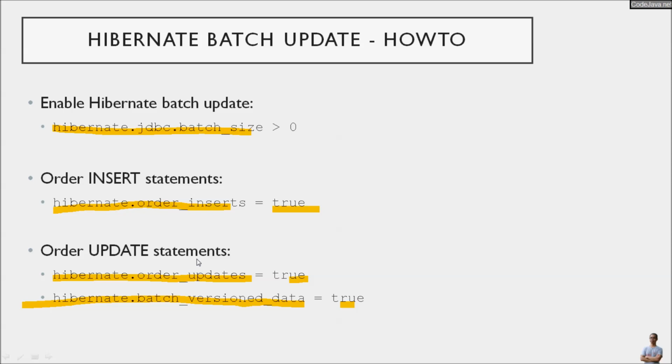So that means to use batch update with Hibernate is very easy. Just specify some of these properties. The code remains the same. You don't have to write additional code for batch update. Just specify some additional properties.